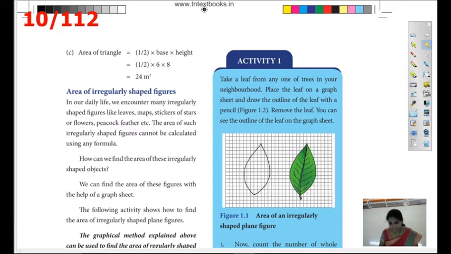Okay, let us start. First we have to take a graph sheet, and then we have to take a leaf whose area is to be measured. Take whatever leaf you want. You have to place it on the graph sheet as shown in the figure, and draw an outline of the leaf with the pencil. See here, the outline of the leaf is given here, and then remove the leaf. You have seen the outline of the leaf on the graph sheet.